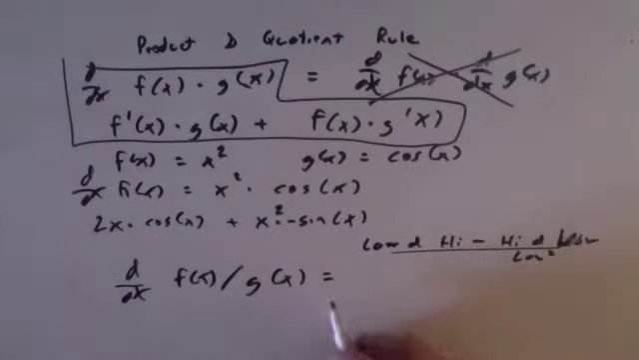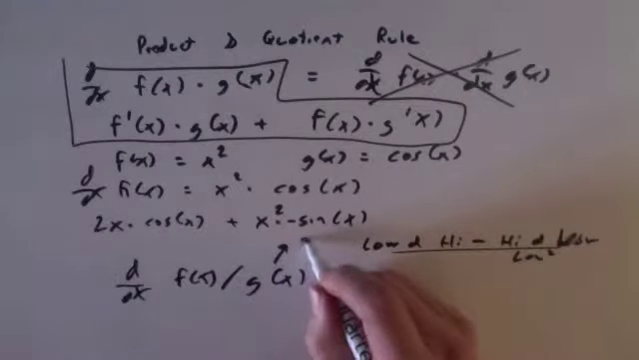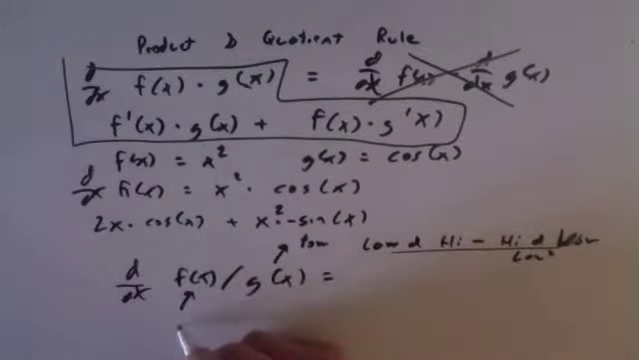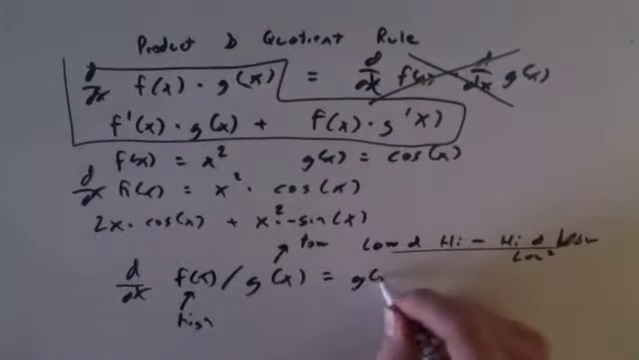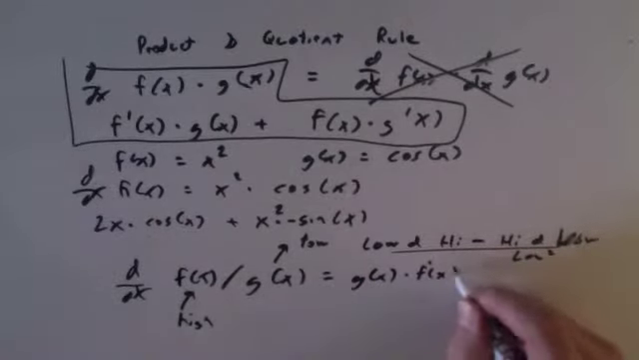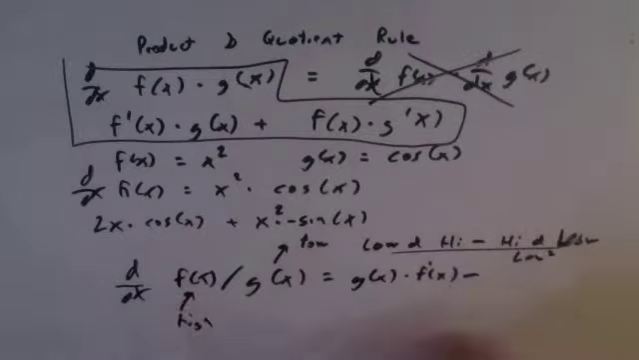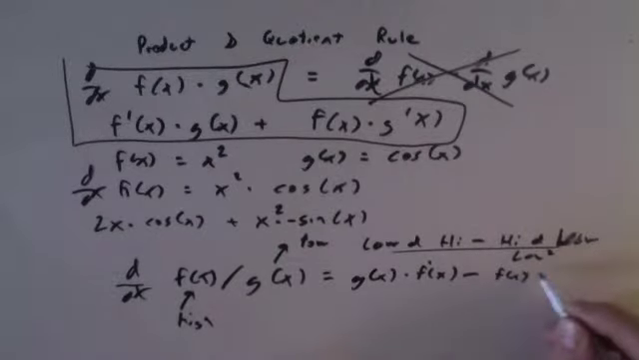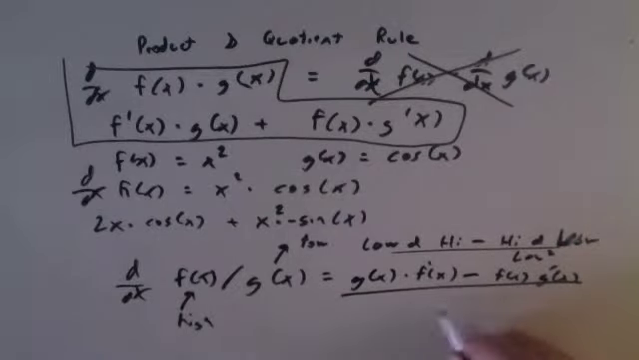So basically, I'll just write the formula for this, because you can input all these other things. It is going to be low. By low, we mean g of x. By high, we mean f of x. So low d high, where d means derivative, d high, minus high d low, all over low squared.